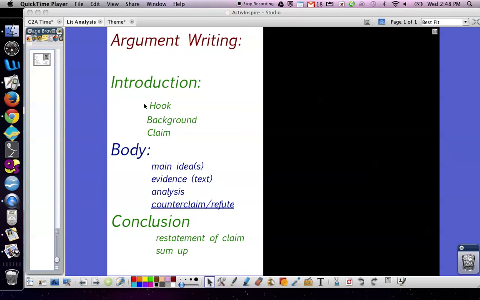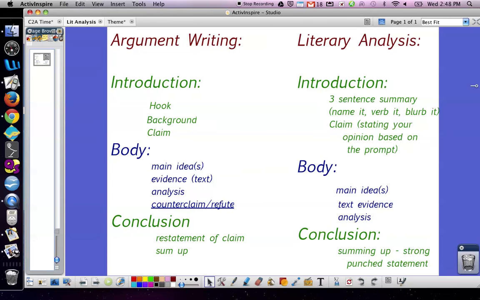Argument writing is very structured, and it's a very fun type of writing. And it leads into another type of writing, which is called literary analysis writing. Now, literary analysis writing has some commonalities with argument writing, but there's some major differences that you need to be aware of as well. The first difference happens in the introduction. Instead of starting with a hook and background information, you're going to start with an about 3-sentence summary.